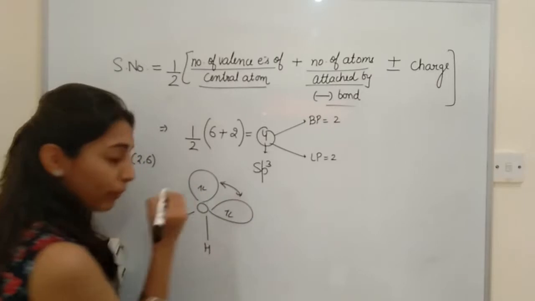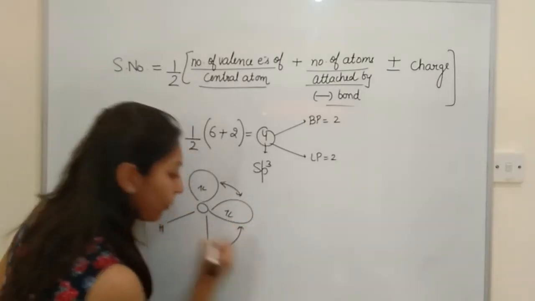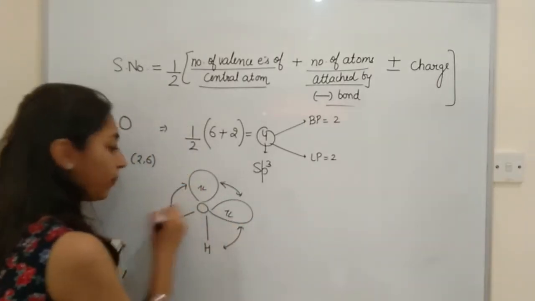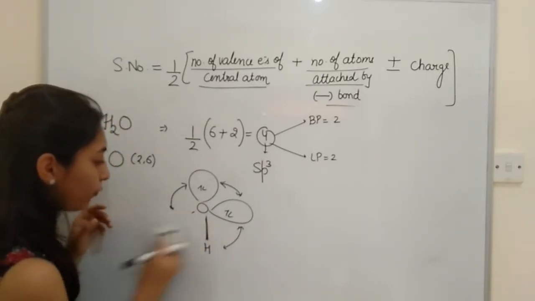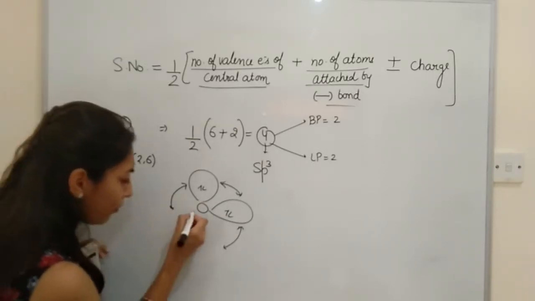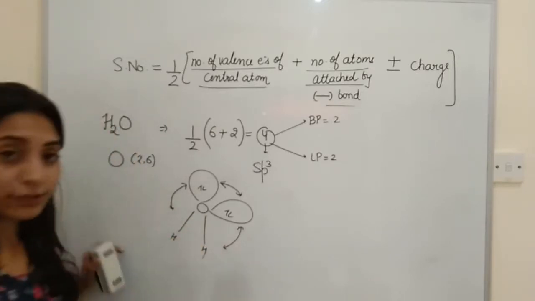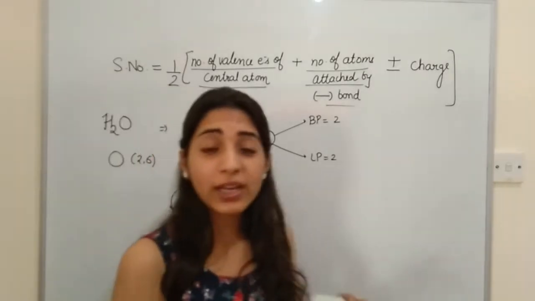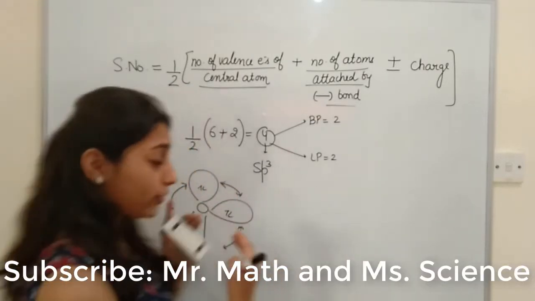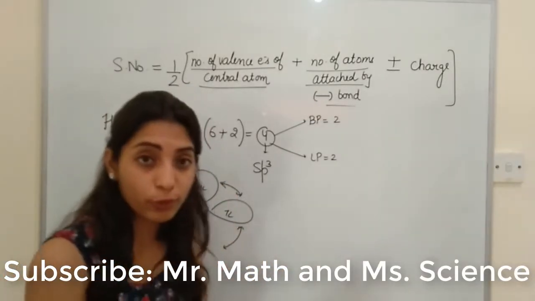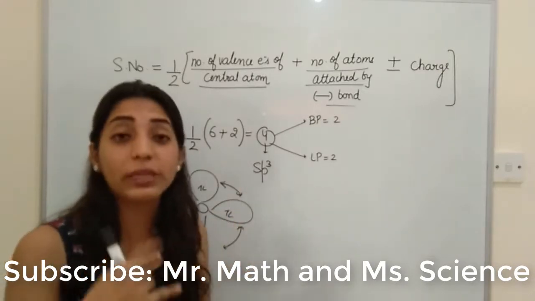These lone pairs repel each other. This lone pair repels the bond pair. This lone pair repels the bond pair. That means these two bond pairs of electrons will be forced to come even closer to each other. In case of ammonia, the repulsion was just because of one lone pair. In case of water, the repulsion is because of 2 lone pairs. So the decrease in angle will be even more.